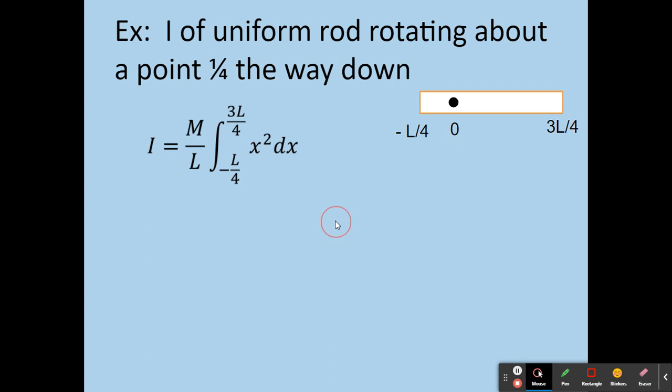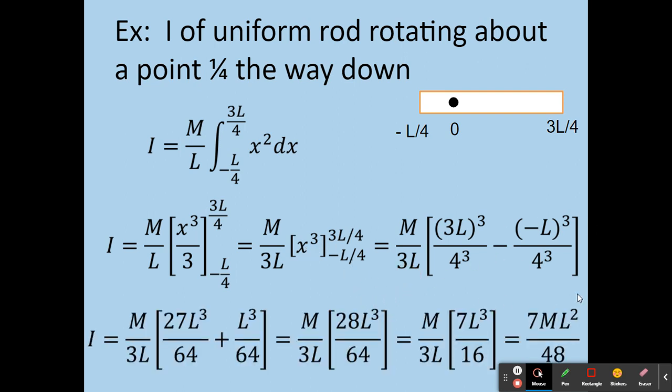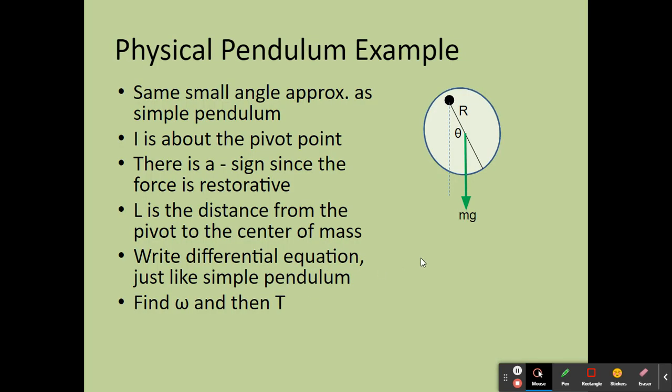And now we do it. And there's lots of algebra. Fun, fun, fun. So we've got m over L and then x cubed over 3. We plugged all that stuff in, and there it all is. And you do more with that, and it ends up being 7mL squared over 48. And if you want to pause it and follow all that algebra, you can, but I'm not going to go through that in a lot of detail.